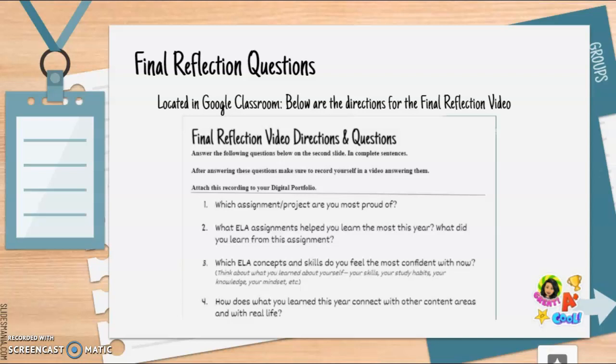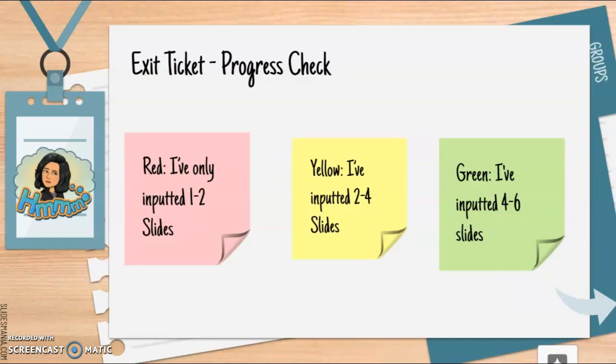Alrighty, ladies and gentlemen, for our exit ticket today, I really like this exit ticket for you guys, so I'm going to kind of keep it. Red is I've only inputted 1 to 2 slides. Yellow, I've inputted 2 to 4 slides. Green, I've inputted 4 to 6 slides. So we're going to keep up with that for today for our exit ticket. I want to make sure you guys are doing good.